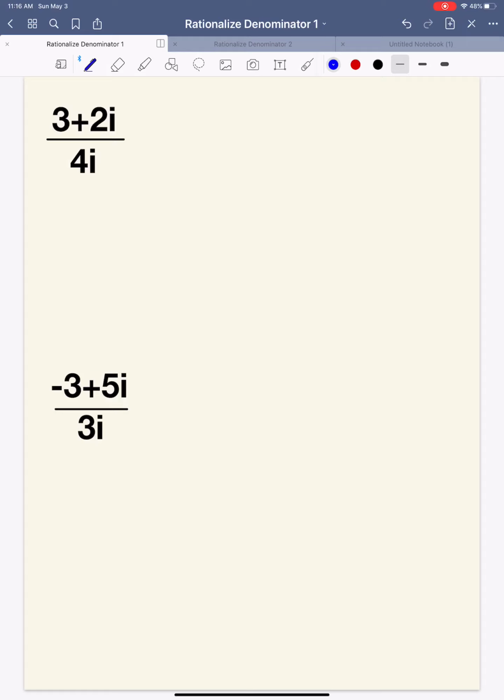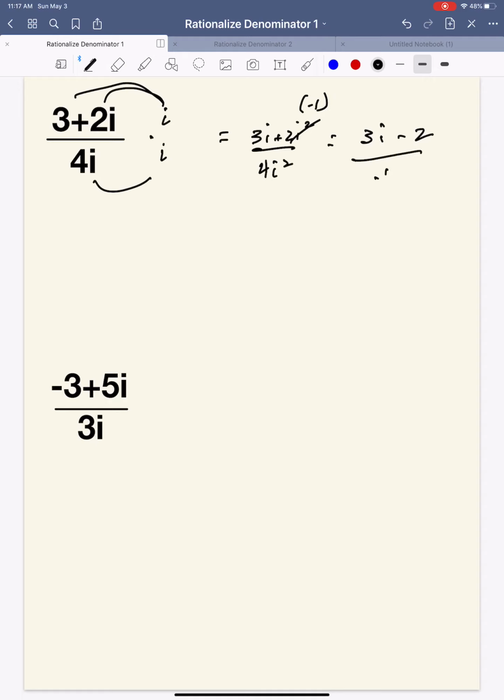Okay, so here you have to distribute. If you multiply this by i over i, you get, at the bottom, let's do the denominator first. Right here you get 4i squared. At the top you get 3i plus 2i squared. So 3i minus 2, because that becomes negative 1. And at the bottom, negative 4, because this becomes negative 1. Okay, so that's your answer.